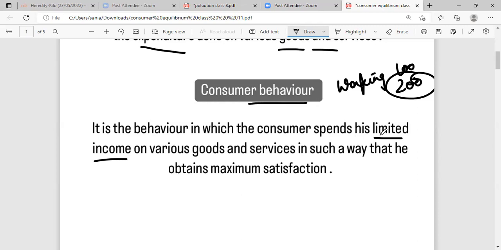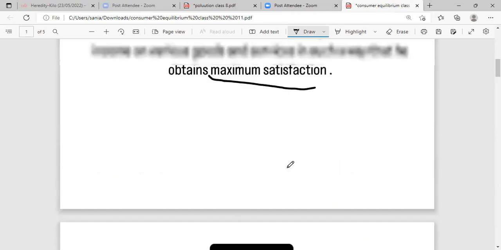So the consumer will be spending his limited income on various goods and services in such a way that he obtains what? Maximum satisfaction. So this should be the behavior. The consumer should not spend his money on a product that is not giving him satisfaction or maximum satisfaction. Okay. Clear?